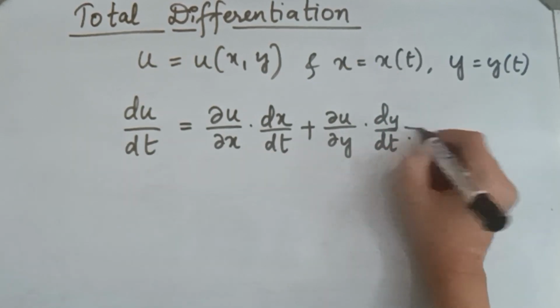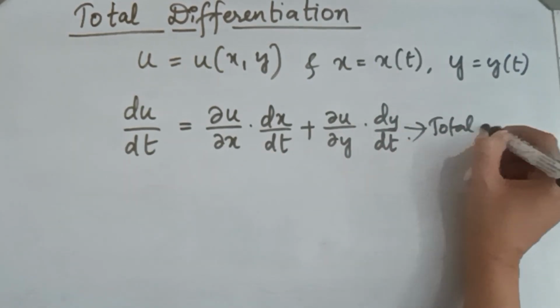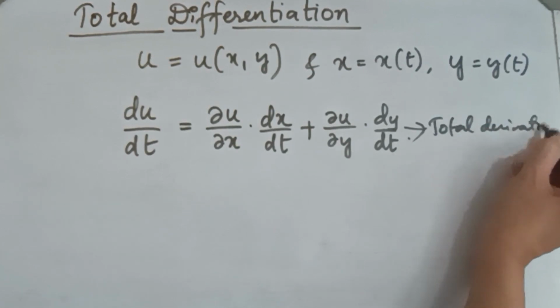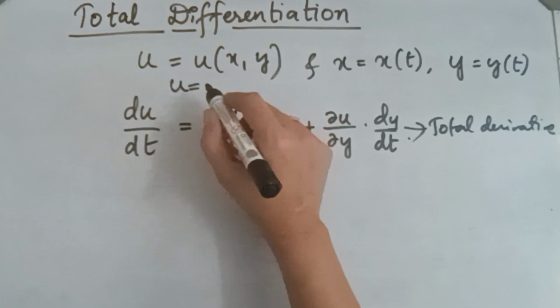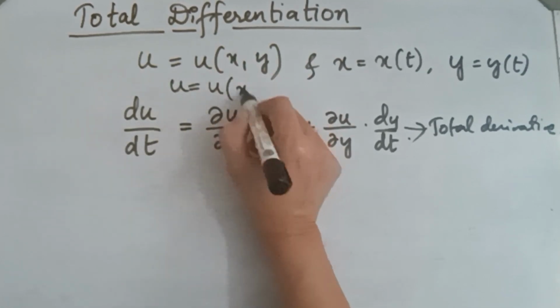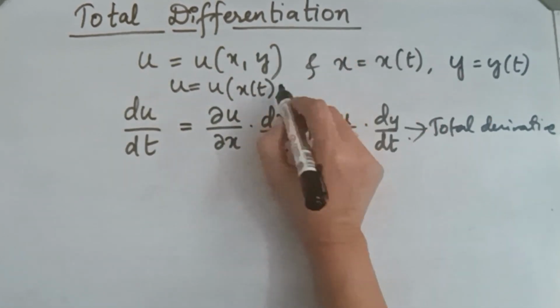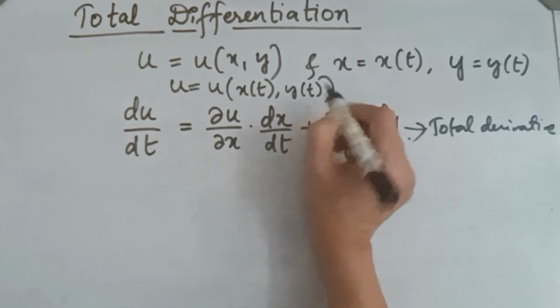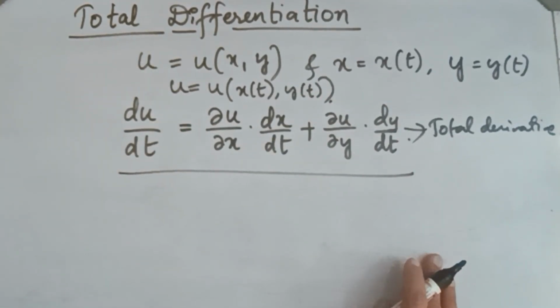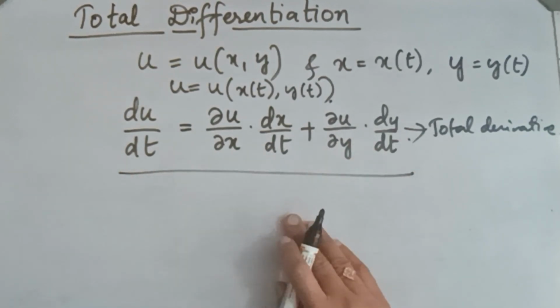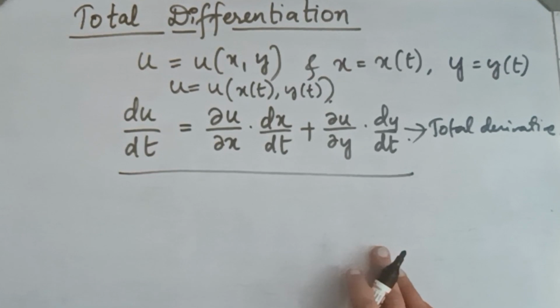This is called the total derivative of the given function u, because u is, in turn, a function of t, because x is a function of t and y is a function of t. Hence, you will get the total derivative of the given function. The process of finding total derivative of given function is called total differentiation.